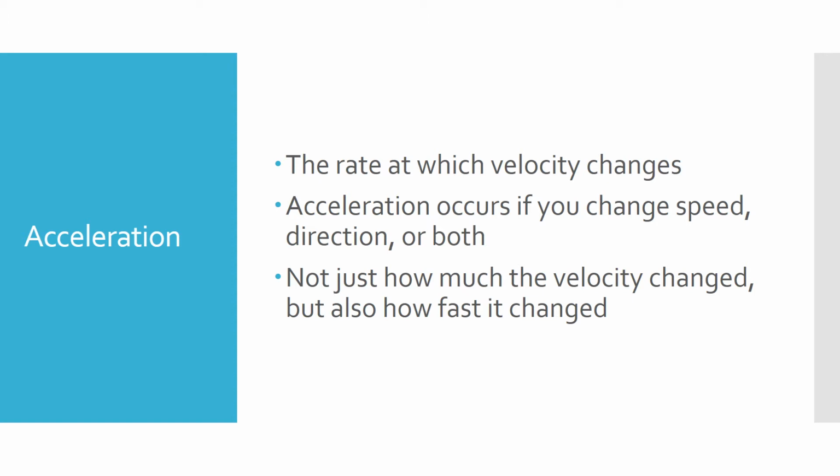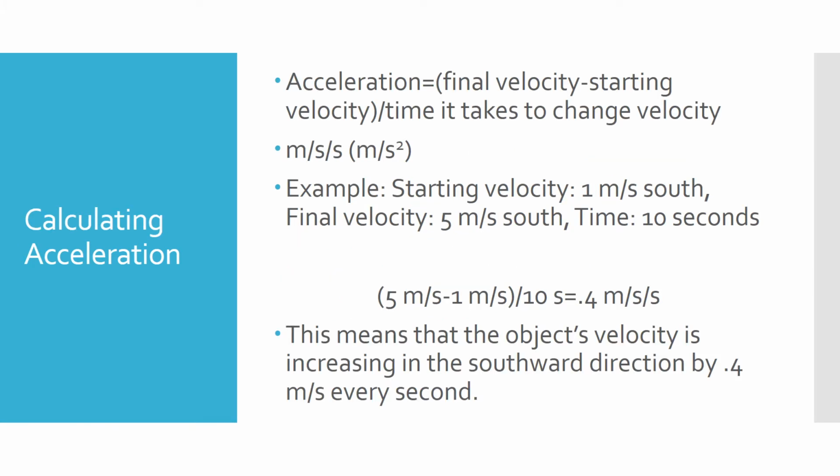So when we calculate acceleration, we're not only looking at how much that velocity is changing, but how quickly it's changing. Most difficult equation up to date. It's honestly one of the most difficult ones we do all year because it has four different variables within it. It has acceleration, final velocity, starting velocity, and the time it takes to change the velocity.